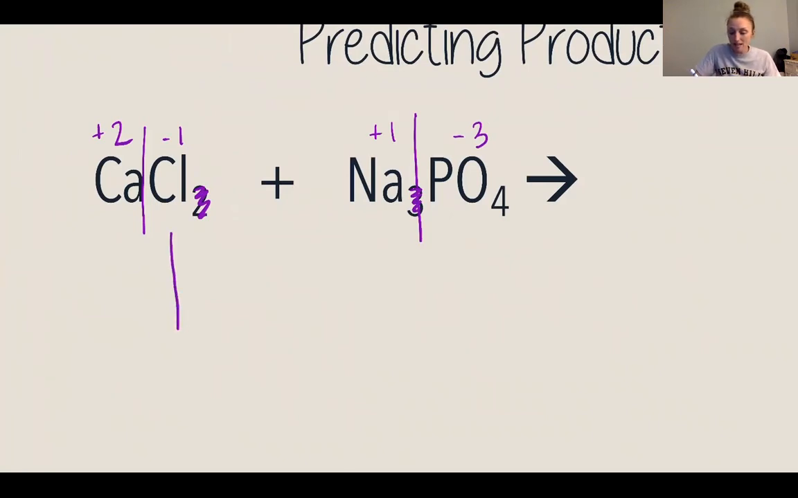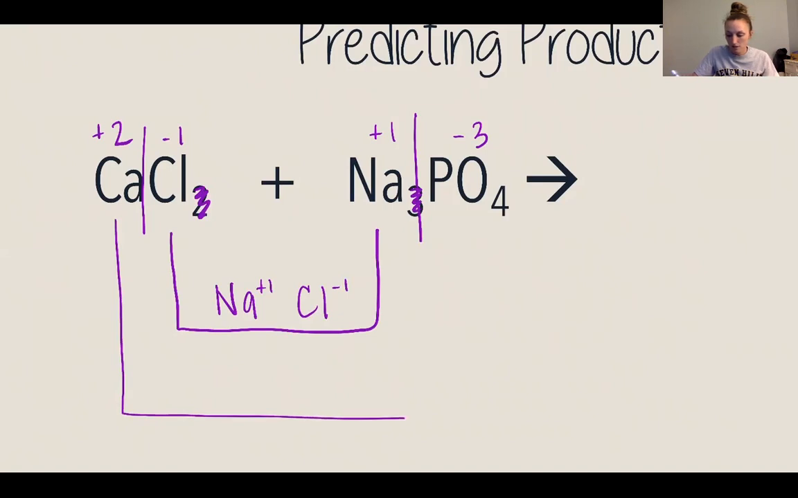So I'm going to combine the inner, which means that I'm going to end up on my product side with sodium, which has a charge of +1, paired up with chloride, which has a charge of -1. I wrote the positive first, I wrote the negative second. And then I'm going to combine the outer. So I'm going to end up with calcium, which has a charge of +2, paired up with phosphate, which has a charge of -3.